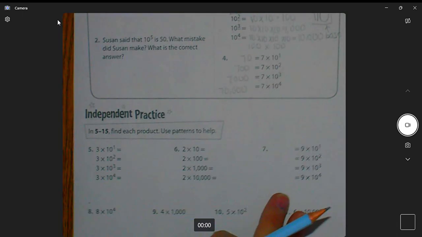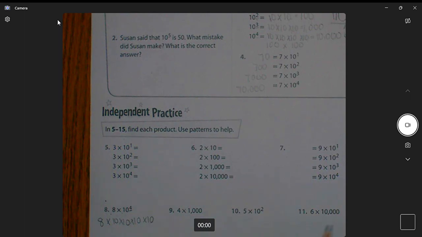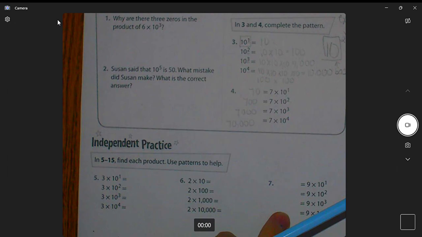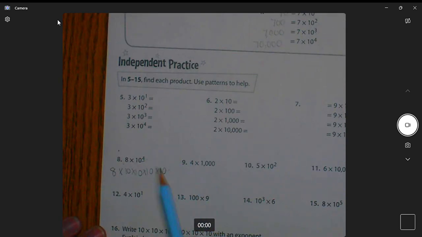Let's look at some example problems. 8 times 10 to the fourth power. So 8 times 10 times 10 times 10 times 10. Now, I know that this tells me I have 4 zeros because I have 4 tens. I know that it's 8 times 4 zeros because I have 4 tens.